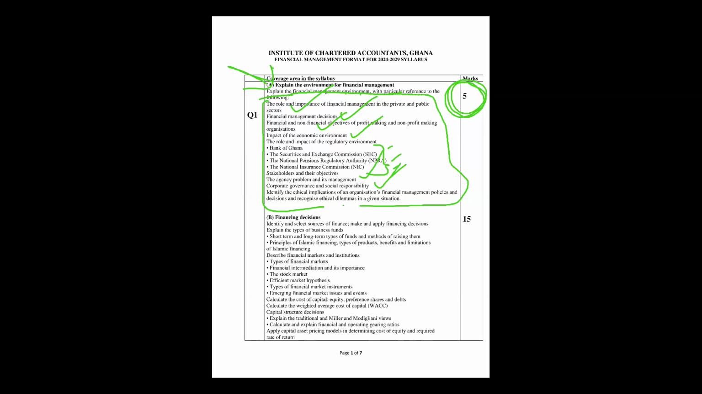Identify the ethical implications of an organization's financial management policies and decisions and recognize ethical dilemmas in a given situation. So you should know, like now that we have about a month to the exam, you would search for these areas from the notes and read on them, because the question 1A, which will be 5 marks, would definitely come from this question 1.